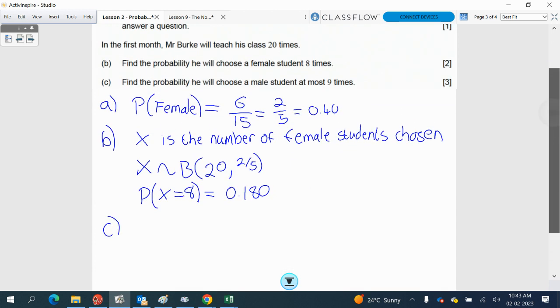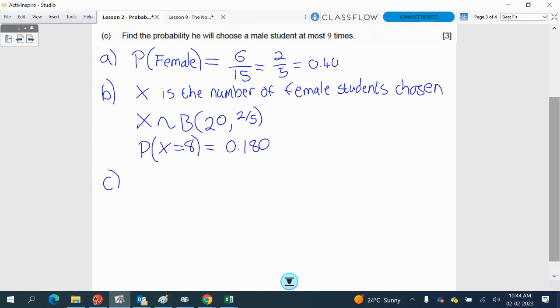C. Find the probability that he will choose a male student at most 9 times. So on this one, we want to calculate. It's definitely a CDF question, at most 9 times. Can you choose 1 male student? Can you choose 2, 3, 4, all the way up to 8, 9? Yes.